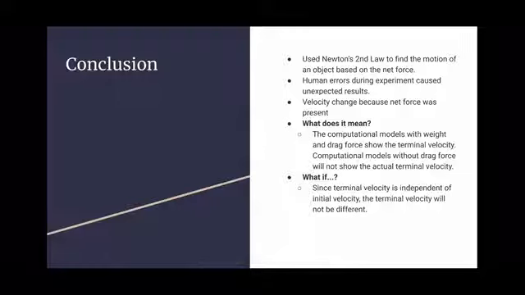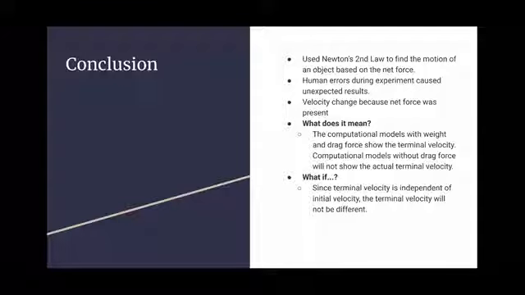In conclusion, we use Newton's second law to find the motion of an object based on its net force. Because of some human errors during the experiment, there were some unexpected results in the end. The velocity did change because there was a net force present during this experiment.